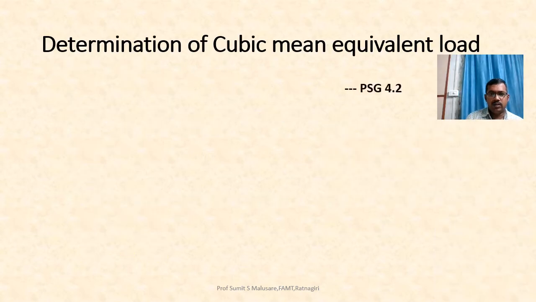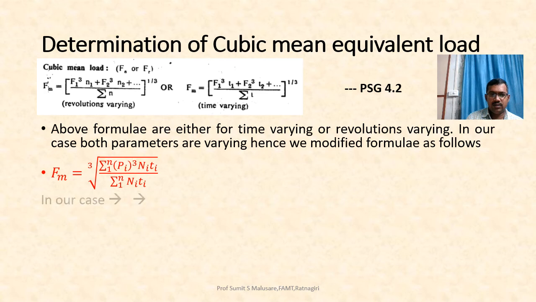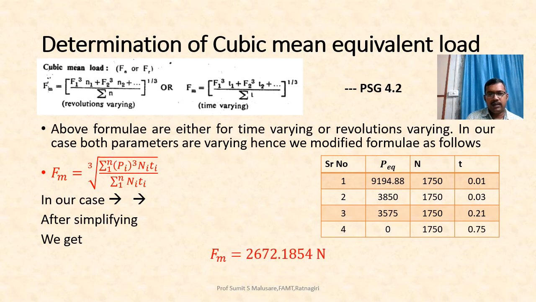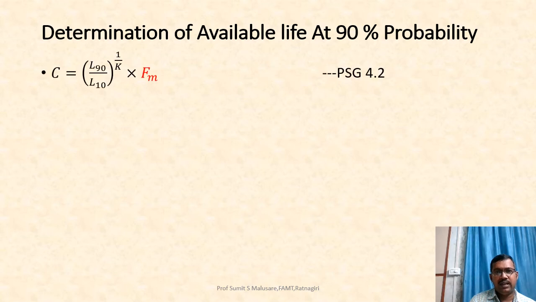Okay. So now the determination of cubic mean effective load. This is a standard formula. Again, we need to reconvert it. After reconverting, this is a standard table where the RPM remains the same, time is varying, and P equivalent is varying. It's not the revolution varying problem. So just use the same formula and put in all the values. After simplifying, I will get the mean effective load as 2762.1854 newtons.